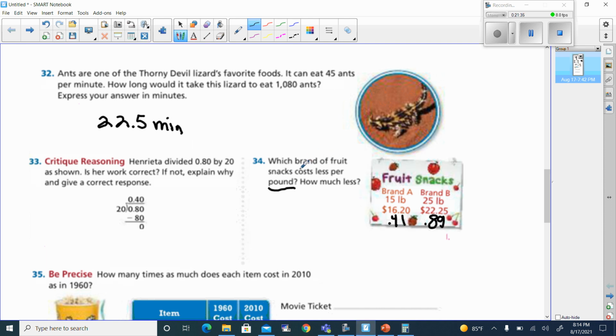So which brand of fruit snacks costs less? That would be brand A. And how much less? That would be 0.89 minus 0.41. Notice I'll line up my decimals. And that's going to give me 0.48. So 48 cents less.